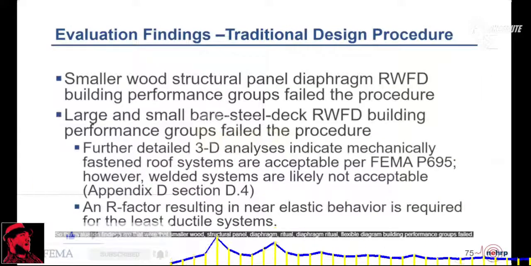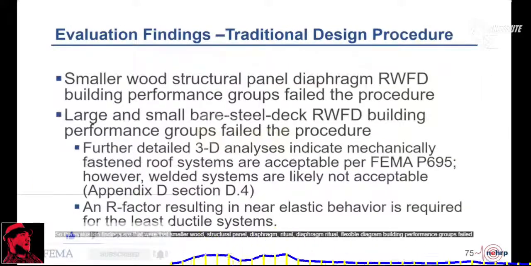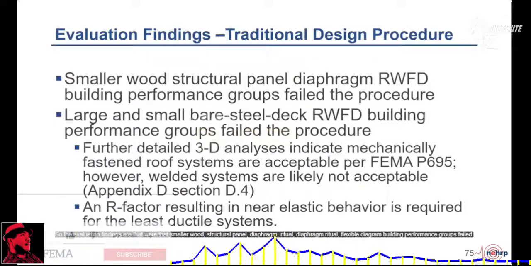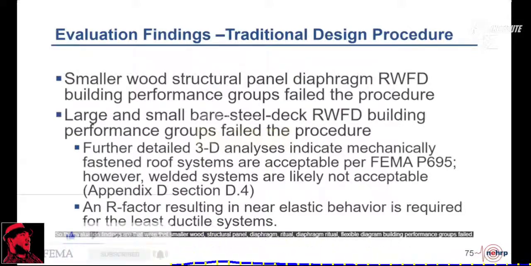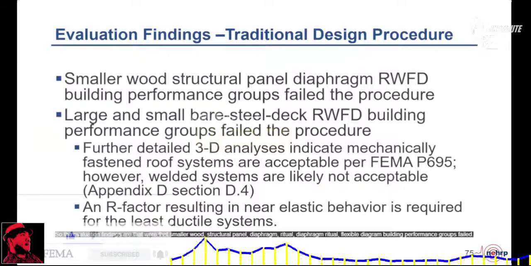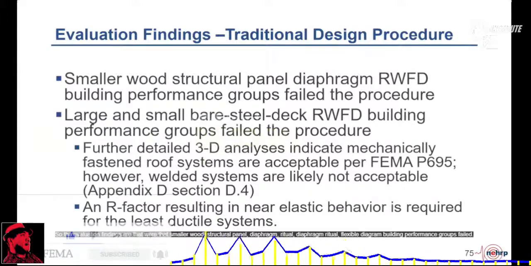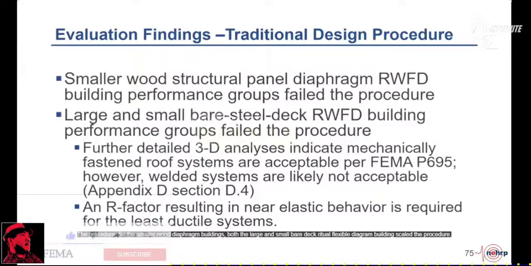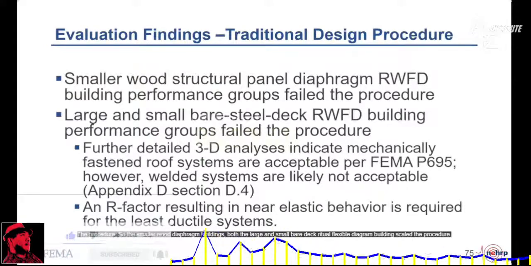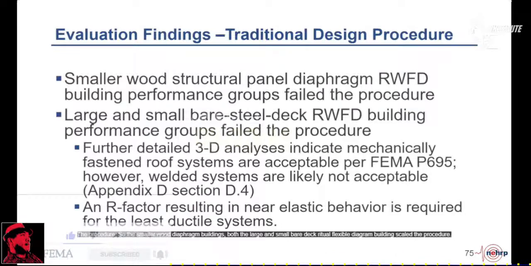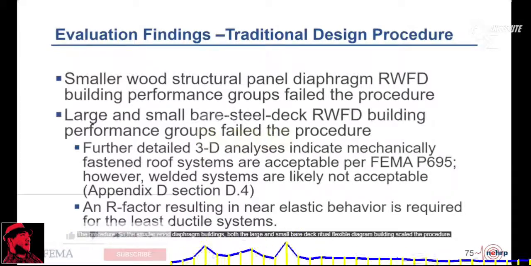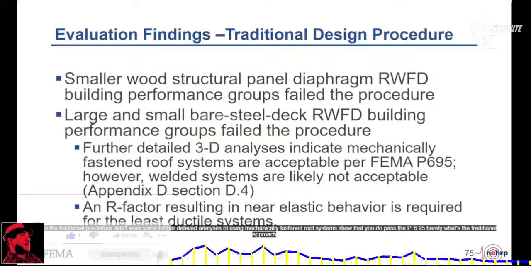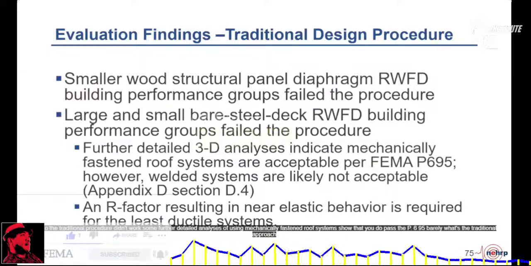So the evaluation findings were that the smaller wood structural panel diaphragm, rigid wall, flexible diaphragm building performance groups failed the procedure. So the smaller wood diaphragm buildings, both the large and small bare deck rigid wall flexible diaphragm buildings failed the procedure. So the traditional procedure didn't work.